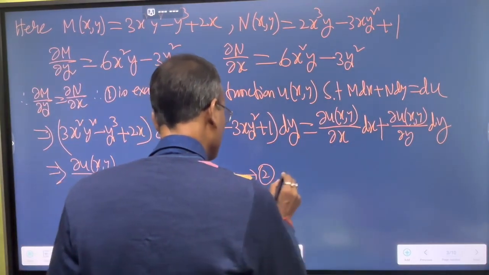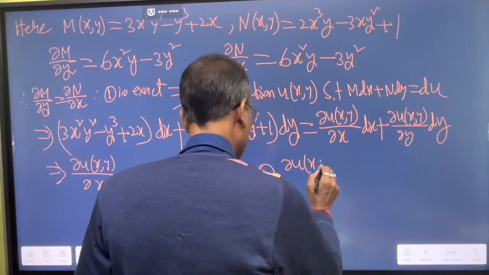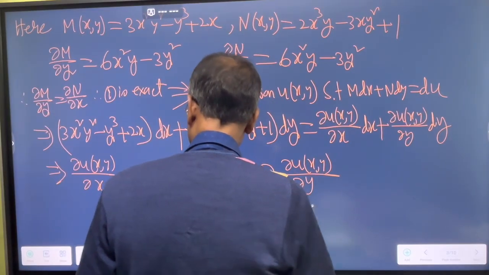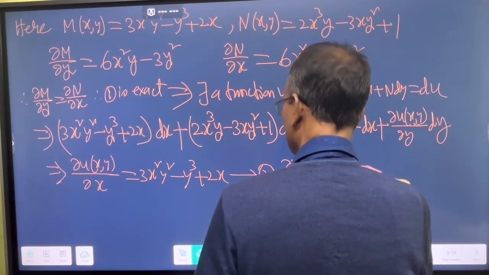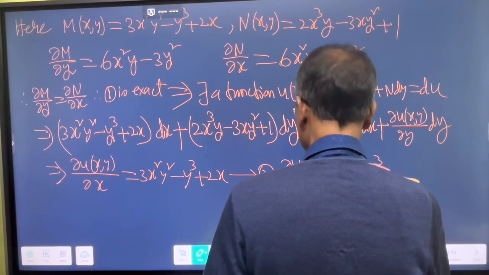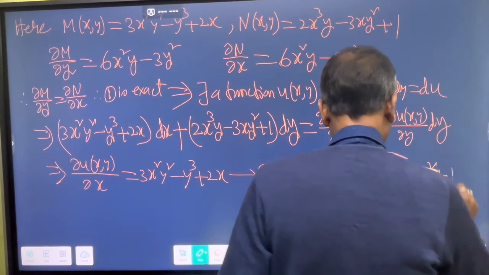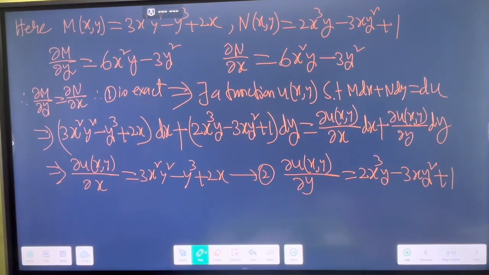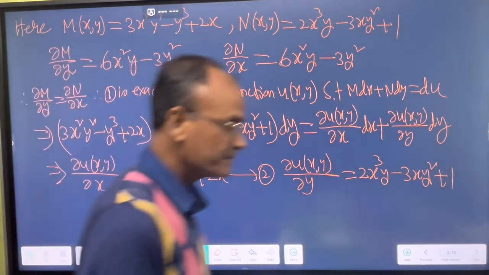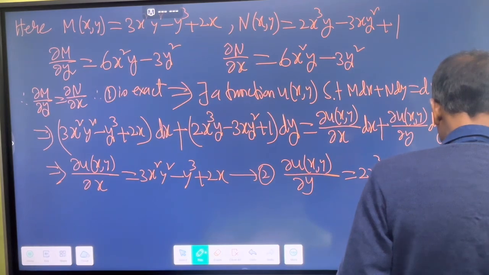Suppose this is number 2. Del u by del y equals twice x cube y minus thrice x y square plus 1. Suppose this is number 3.